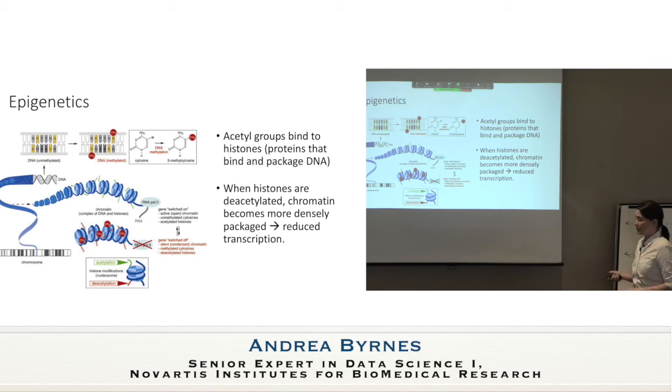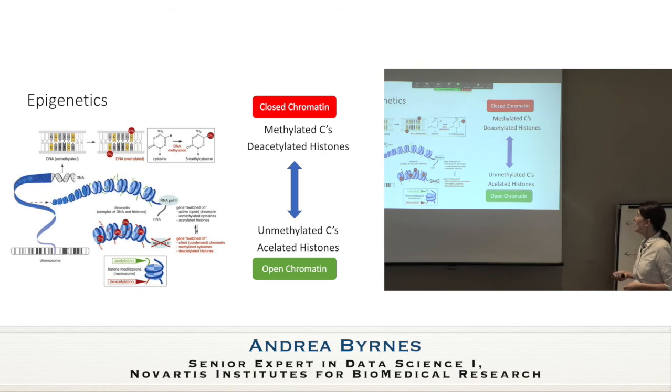So this can actually also go the other way. Acetyl groups can bind to the histone. So those are the proteins that the DNA is wrapped around. And when they're deacetylated, the chromatin becomes more densely packaged, which reduces transcription, which tends to travel with methylation. But if you acetylate the histones, the chromatin tends to be more open, and then more accessible to the RNA polymerase. And so there's this kind of balance where more acetylated histones means open chromatin. It's available for the molecular machinery to go in and make mRNA, versus closed chromatin, where you have methylated cytosines, deacetylated histones, and closed chromatin, meaning that you don't have a whole lot of transcription.